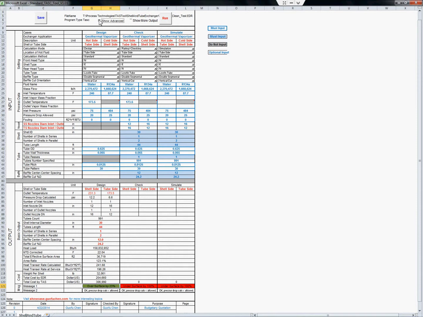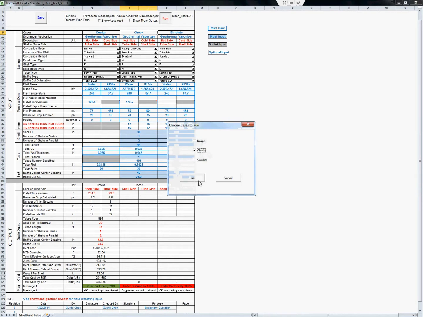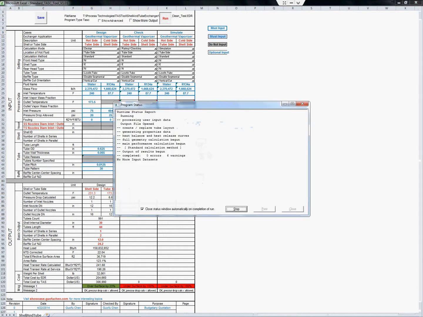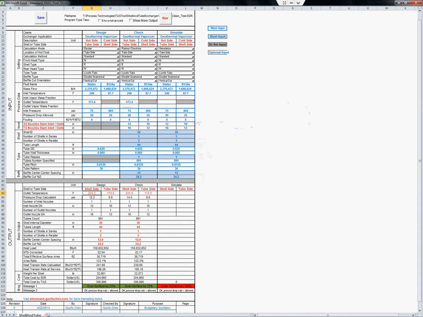Once we are satisfied with the design, we are going to check if this heat exchanger can satisfy the process requirement. As you can see, we fully specify the process requirement and the heat exchanger geometries in the checking mode. As you can see, it says the heat exchanger is oversized by 22%, which is very close to 23% in the design mode.